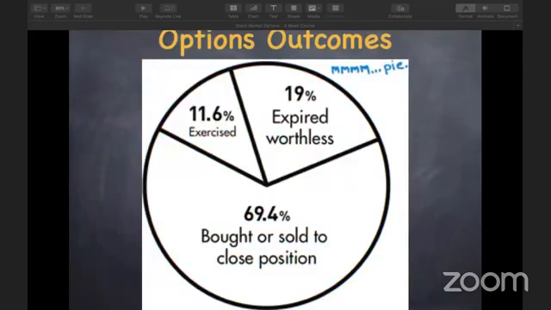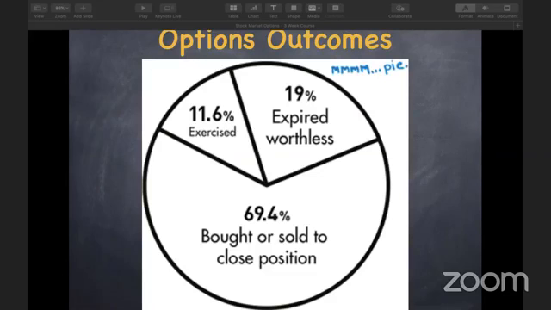Option outcomes. It's very important to know that basically 70% of options are closed out before expiration. Most people don't wait till one of those Fridays to cash out. You can run into a situation where you're in a race against time if you wait till the last week of a contract, or 2 days to go, or the day of. So 70% of successful options traders either buy or sell to close out their position early.